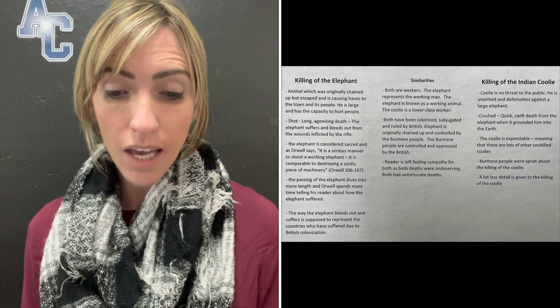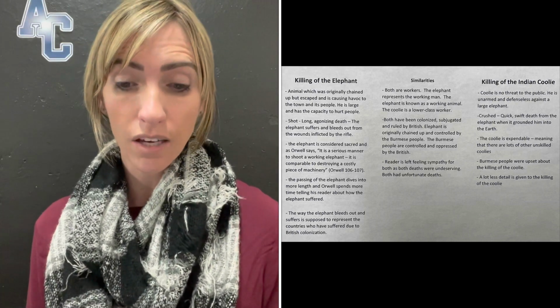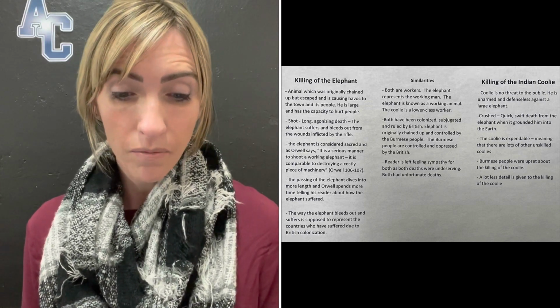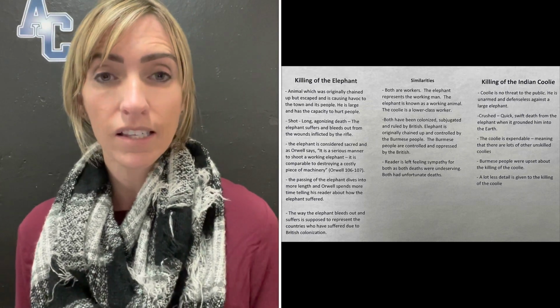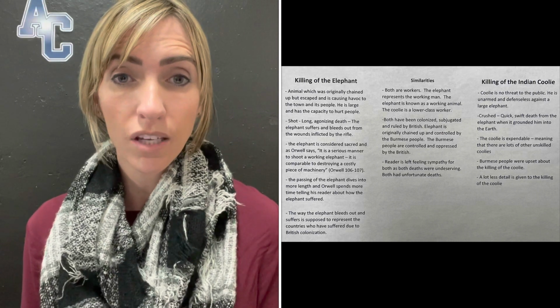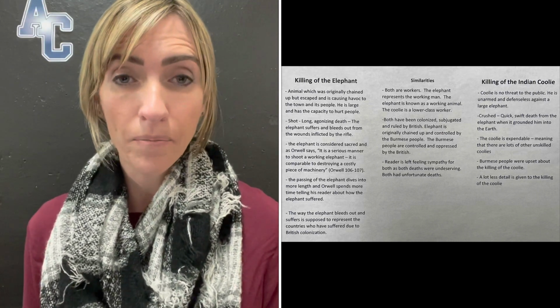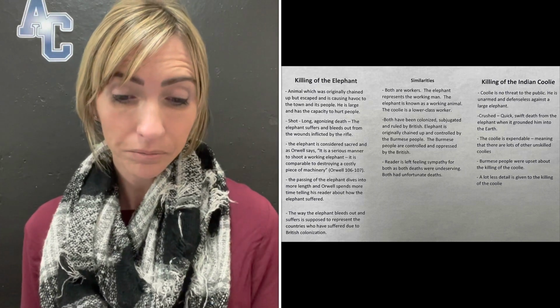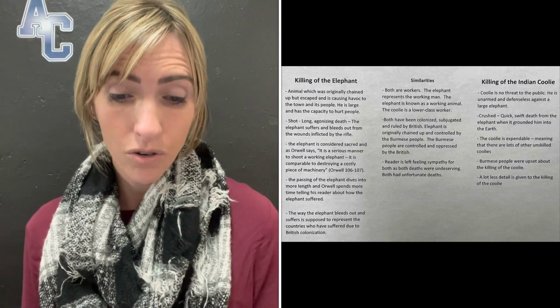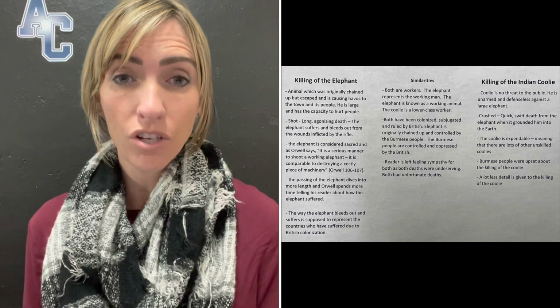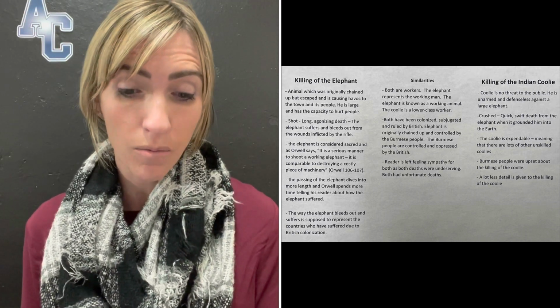Okay, now we're going to look at the killing of the Indian coolie and some of the notes I made. The coolie is no threat to the public. He is an unarmed, defenseless individual. He is a working class laborer. So again, he's no threat to anyone really. He is crushed, so he suffers a very quick death. He is crushed essentially by the weight of the large animal.